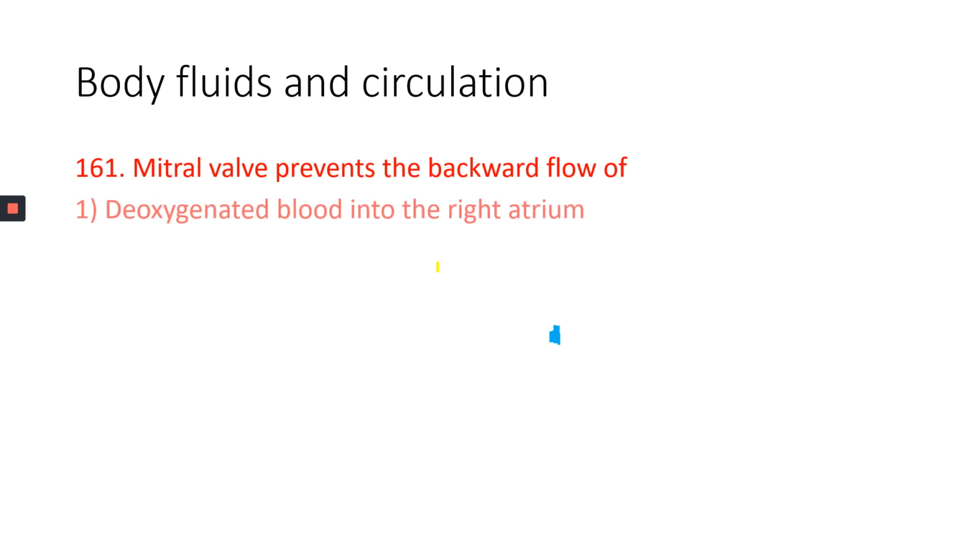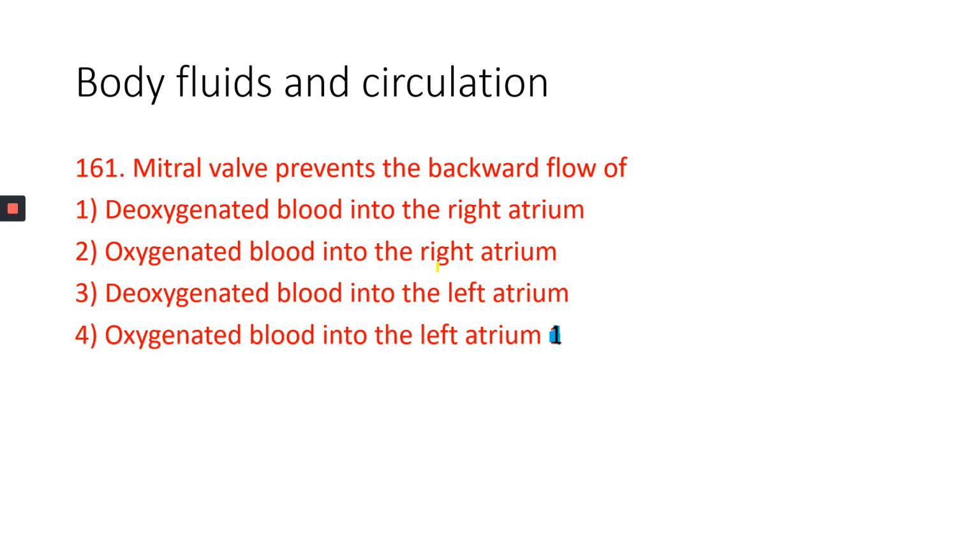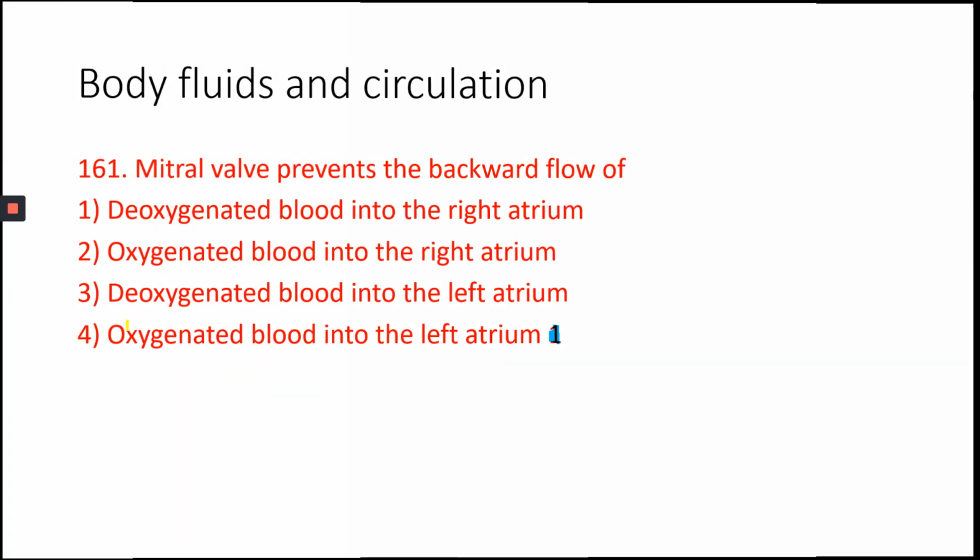Mitral valve prevents the backward flow of blood. It is present on the left side. It is also called a bicuspid valve. What is the function of mitral valve? Here it prevents the oxygenated blood from flowing back into the left atrium. Answer is option 4.